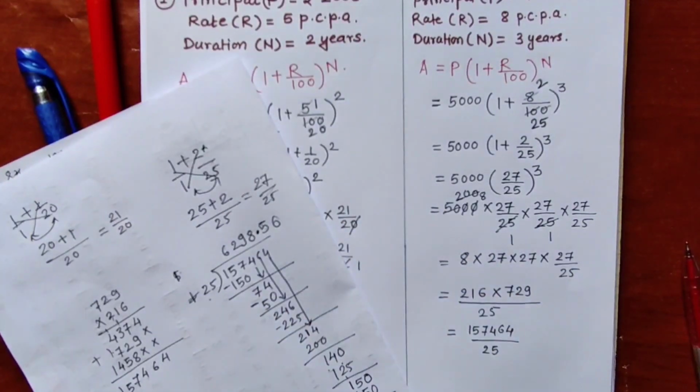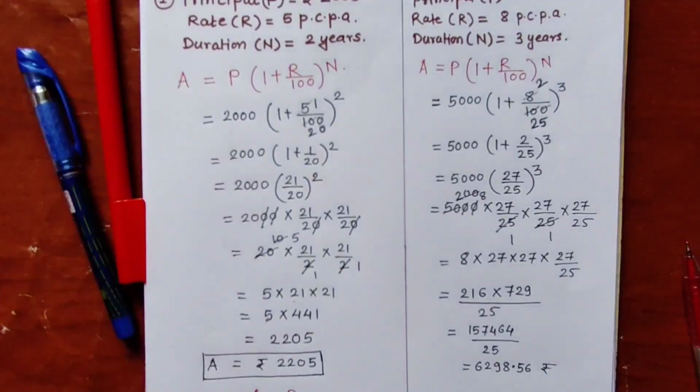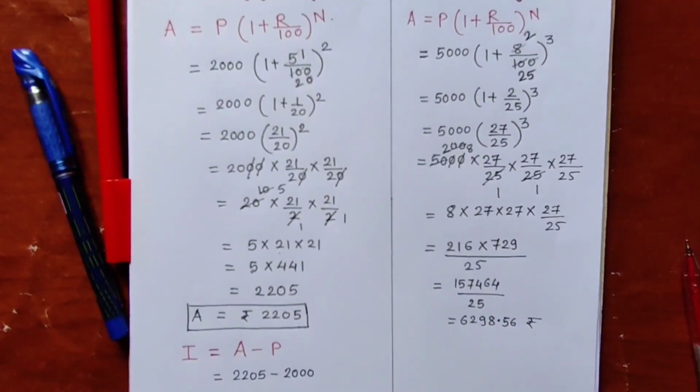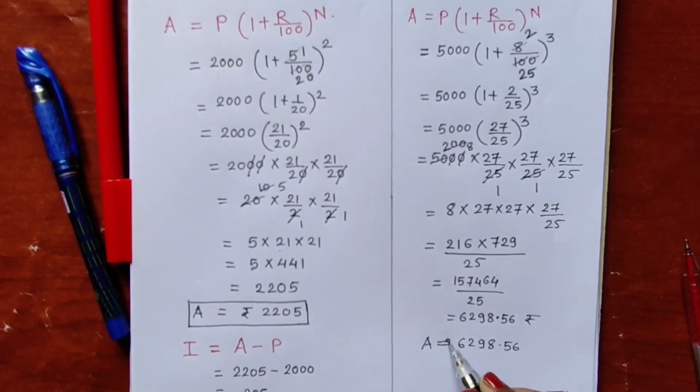So in this way, after doing all this division, we are getting 6298.56 rupees. So in this way we have got the value of the amount. Amount is equal to 6298.56 rupees, we should write here.